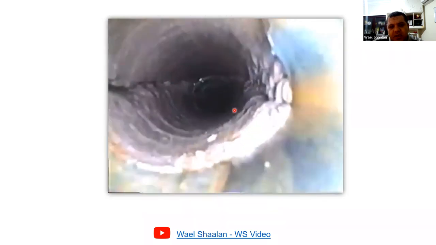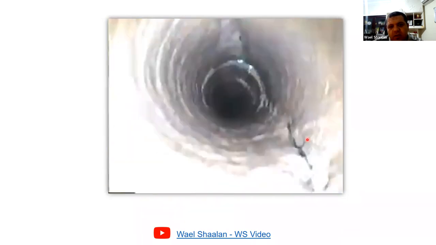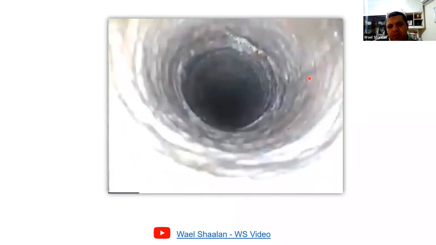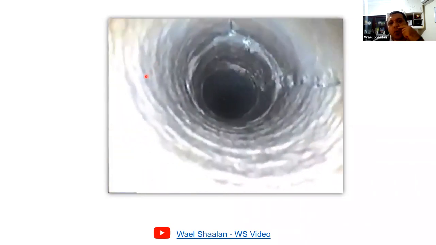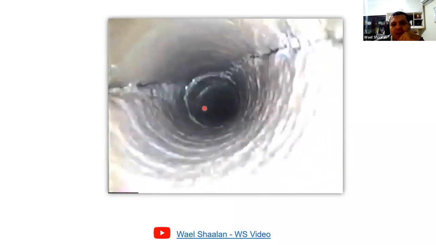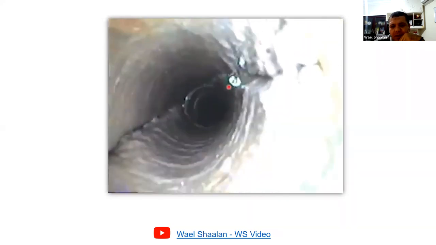So this is the real 3D shape of the hole. And this one is very clear here. It ends up with a curved shape here, and this is the shape of the fracture inside a borehole, visualized by a downhole camera.